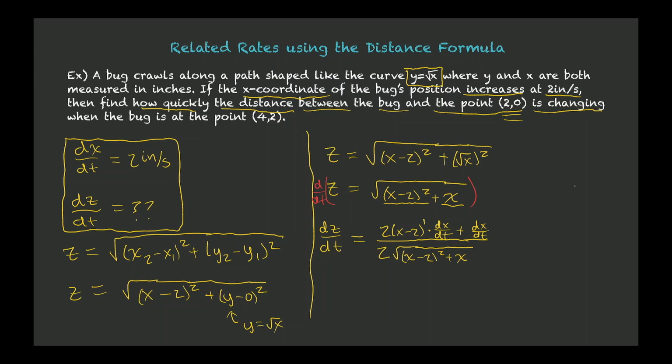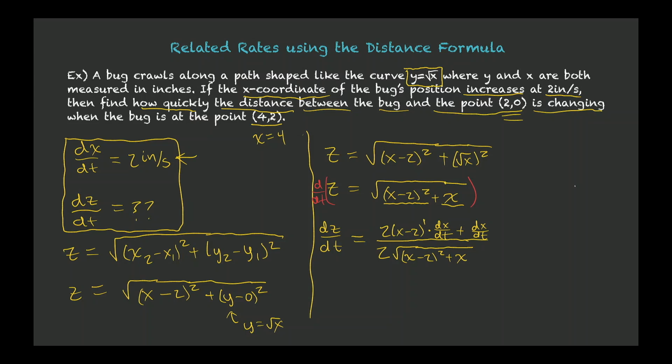Alright, so after finding this derivative, all we have left is to plug in the given information and simplify it down. So, to figure out what dz/dt is, we need to know what x is. Well, we're figuring out where this bug is at this time, and it is at (4, 2). Specifically, it's at x equal to 4. Okay, we already circled that dx/dt is equal to 2 inches per second. So now we just need to plug these numbers in.